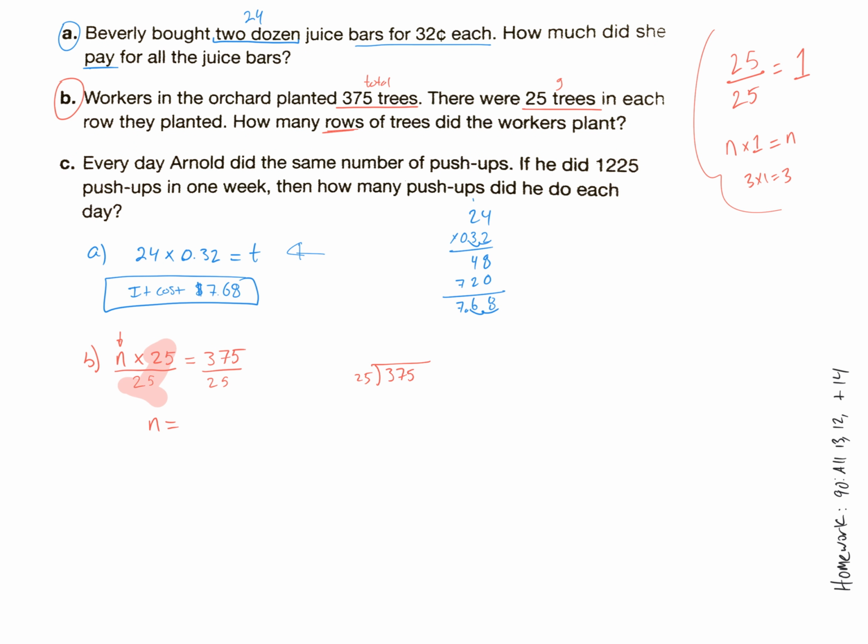25 goes into 37 one time. I subtract, I get 12. Bring down the 5. 25 goes into 125 5 times. 5 times 25 is 125. So n is going to equal 15. So there are 15 rows of trees.